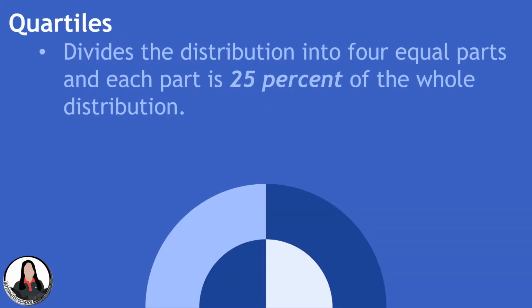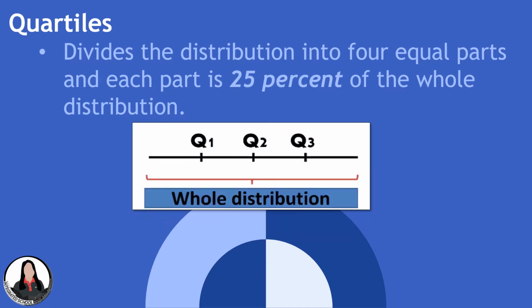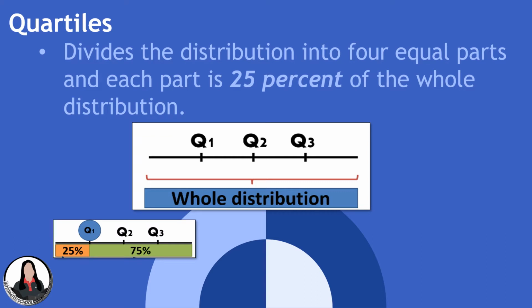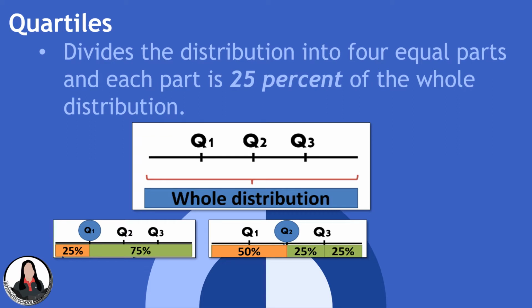Let's start with the first type of quantile, which is quartiles. So these quartiles divide the distribution into 4 equal parts, and each part is 25% of the whole distribution. This means that the lowest 25% of an arranged distribution falls under the first quartile, or Q sub 1. The first quartile also separates the distribution such that the lowest 25% lies below it while the upper 75% lies above it. Meanwhile, the second quartile, or Q sub 2, separates the distribution such that the lowest 50% lies below it while the upper 50% lies above it.